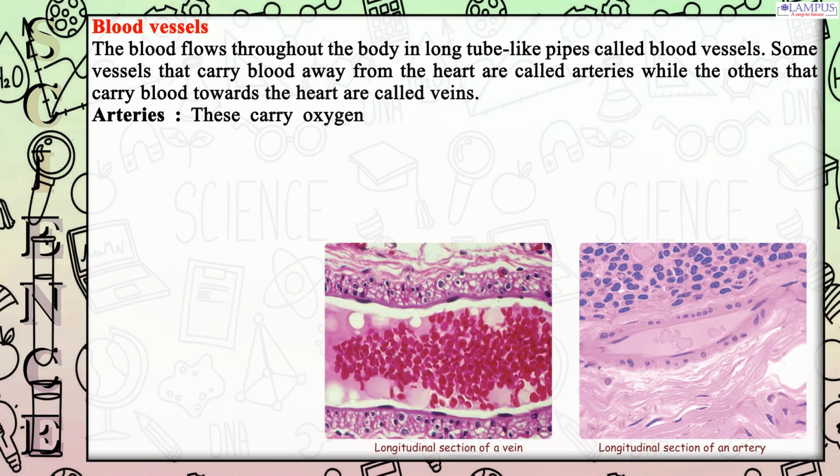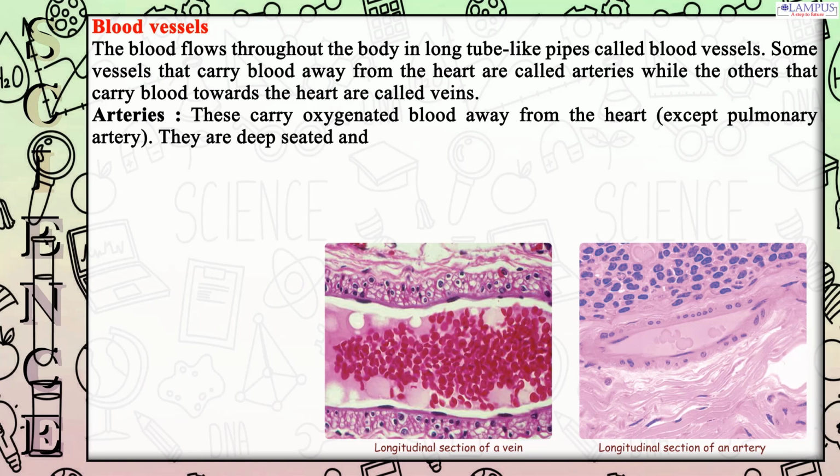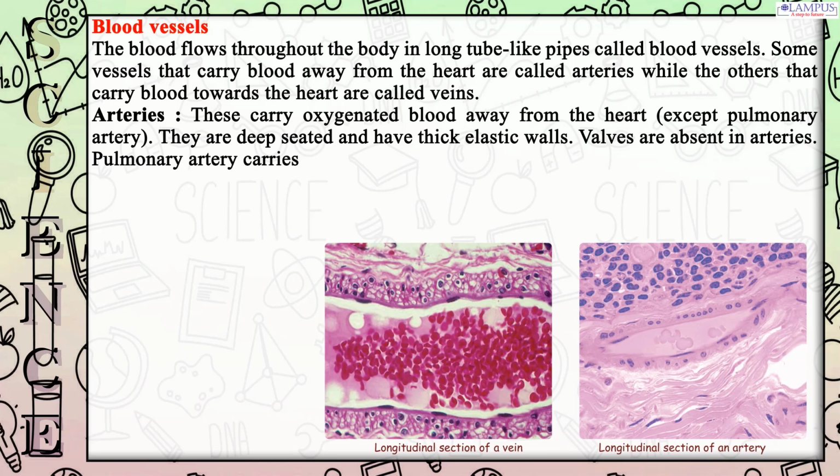Arteries. These carry oxygenated blood away from the heart, except pulmonary artery. They are deep-seated and have thick elastic walls. Valves are absent in arteries. Pulmonary artery carries deoxygenated blood from the heart to the lungs.